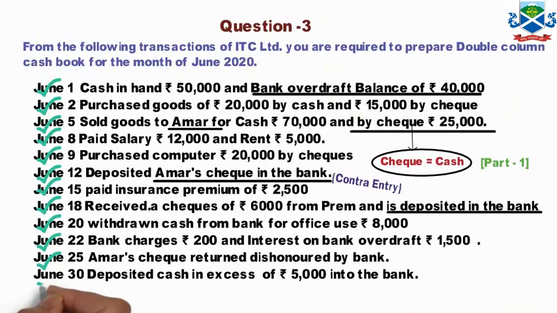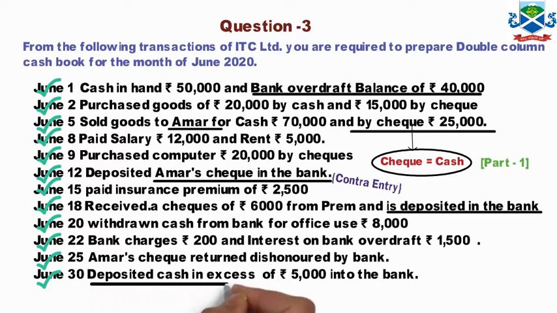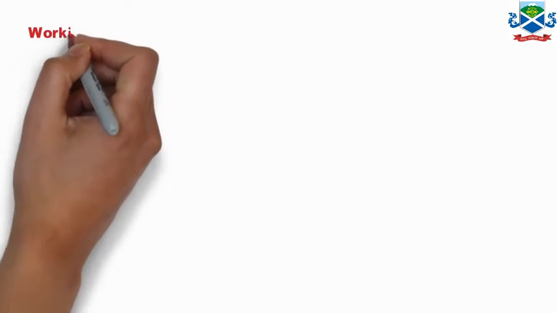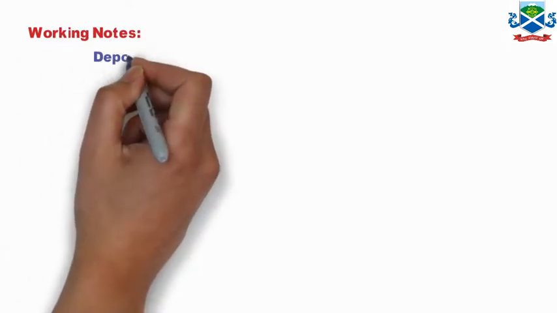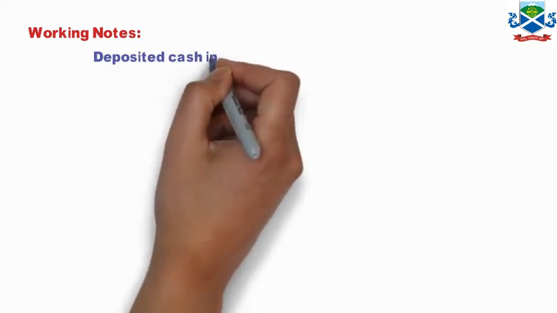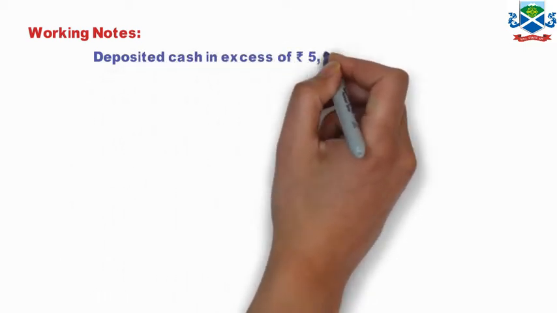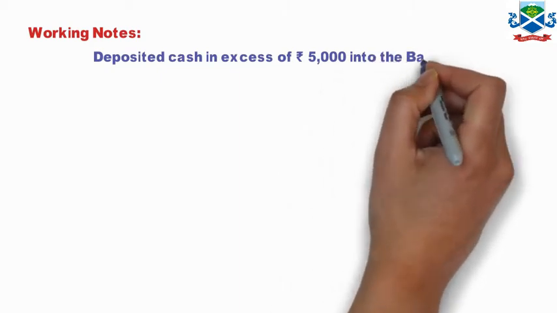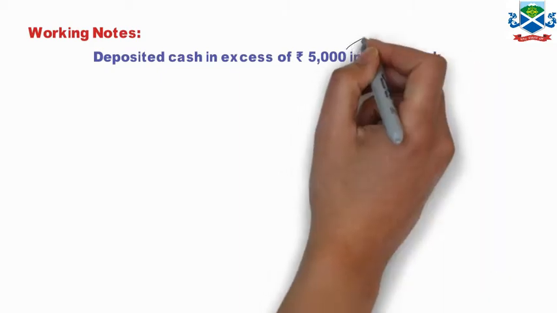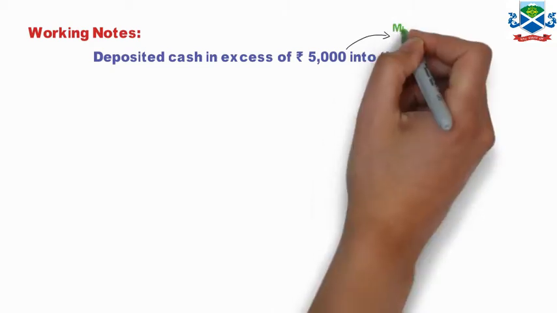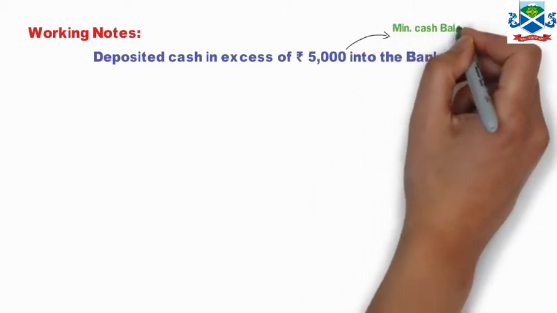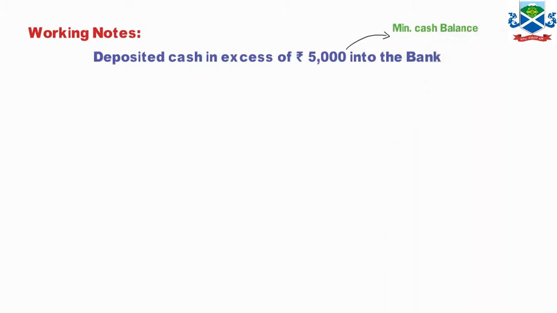Next one is deposited excess cash of rupees 5,000 in the bank. For this we require workings, deposited the excess cash into the bank. So we'll go to the workings, we'll find the debit total minus the credit total and the excess cash balance. That's how we'll work it out. So the cash deposited into the bank, the excess cash, we have to work out over here. This 5,000 is the minimum cash balance required for the business.